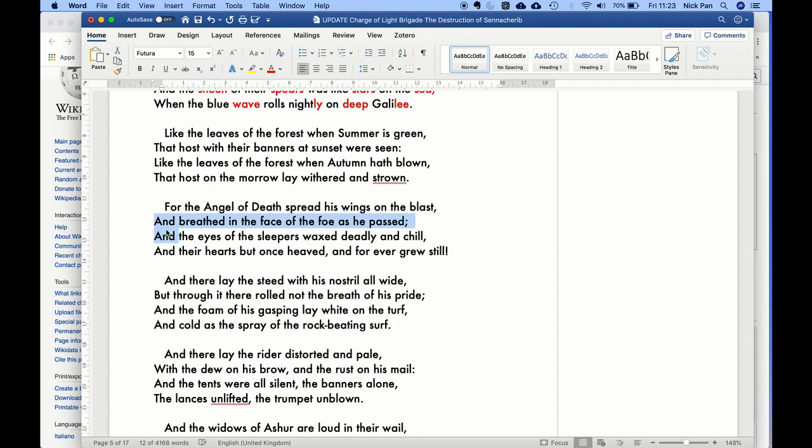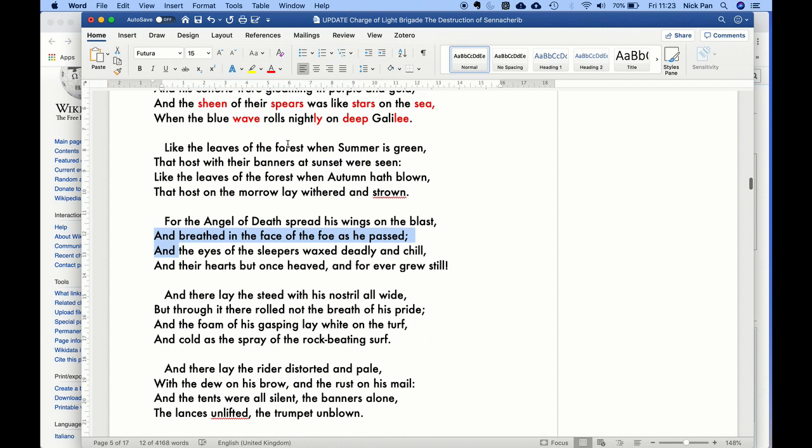and the foam of his gasping lay white on the turf, and cold as the spray of the rock-beating surf." So think about the contrast that is set up between the confident army, like when the forest is green in the summer, and now they are laid cold by the angel of death. Think about the contrasts that are there.